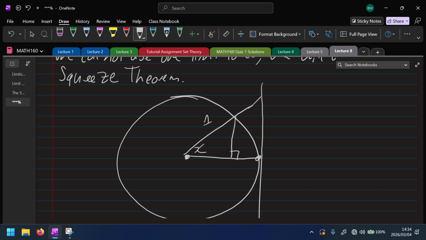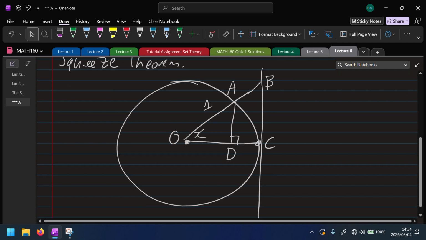Let's put in some points so we can talk about these triangles. So the origin is O, of course. Then let's call this A. When it touches the tangent, we call it B. The tangent point will be C. And where we drop that perpendicular line to OC, we're going to call that D. Okay, so we have O, A, B, C, and D. Everyone still with me? Okay.